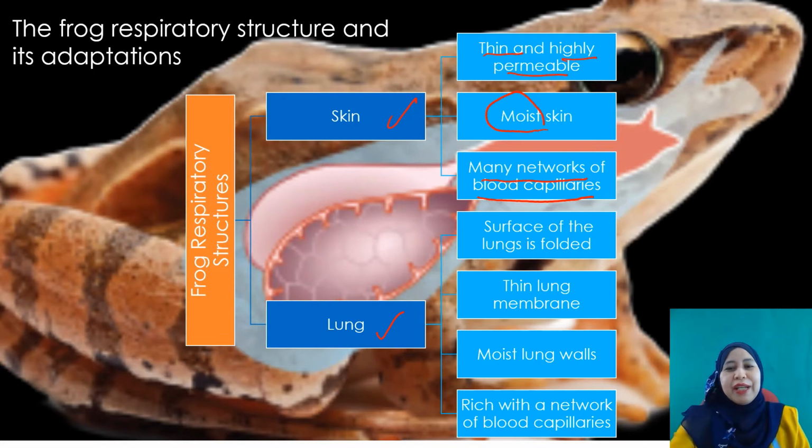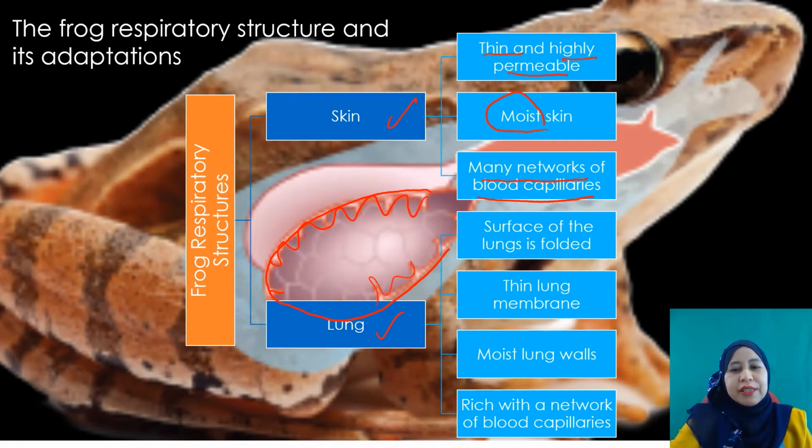Next one, we look at the lung of the frog. The picture at the back shows the lung of the frog. So you can see that the lung of the frog is folded. This is to increase the surface area of the lung so that more respiratory gases can diffuse. The next one, the lung membrane is thin. Again, when it is thin, it is easier for the respiratory gases to diffuse.